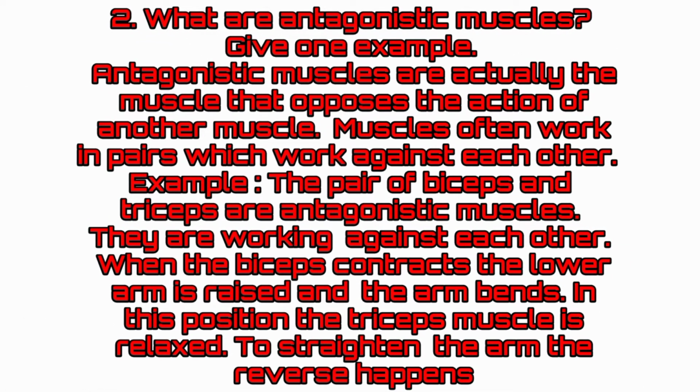Second question, what are antagonistic muscles? Give one example. Antagonistic muscles are actually the muscles that oppose the action of another muscle. Muscles often work in pairs which work against each other. Example, the pair of biceps and triceps are antagonistic muscles. They are working against each other.